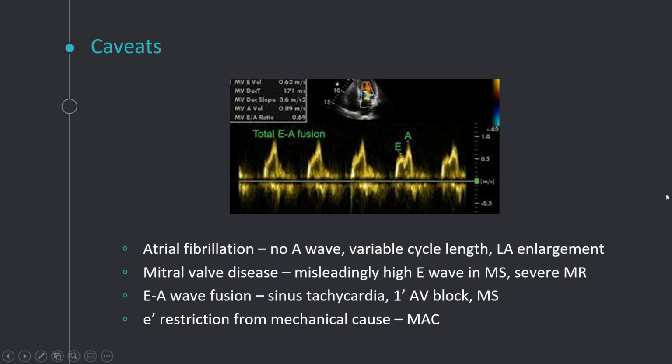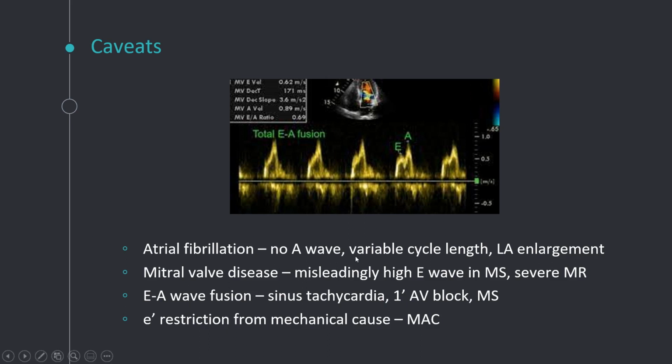So in atrial fibrillation, your atrium is fibrillating, so you don't really have an atrial kick. So you have no A wave. That's not what is showing here, but you have an E wave and you don't really have an A wave to work with in terms of E to A ratio and whatnot. You also have an irregular heartbeat, so you're going to have variable cycle length, which means variable preload. And with atrial fibrillation, most of the time you're going to have left atrial enlargement as well because of the heart rhythm problem, not just from diastolic dysfunction.